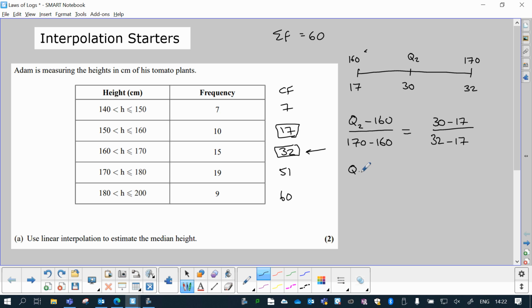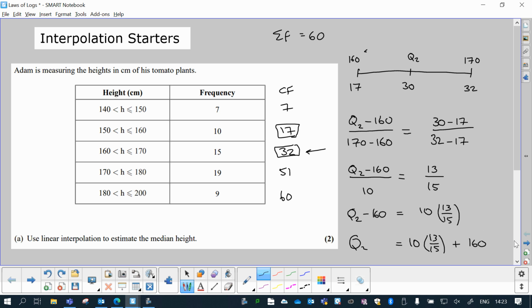So the next line would be Q2 minus 160 divided by, well, 170 minus 160 is 10, equals 30 minus 17, which is 13, over 32 minus 17, which is 15. Then, simplify down again, Q2 minus 160 is 10 lots of 13 over 15. And then Q2 is going to be 10 lots of 13 over 15 plus 160.